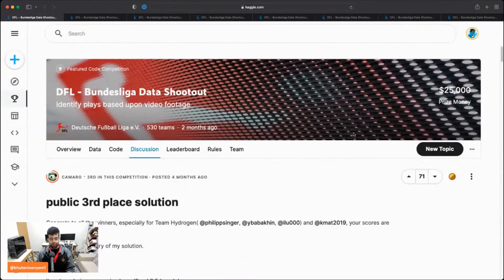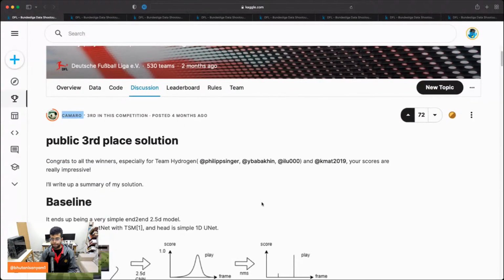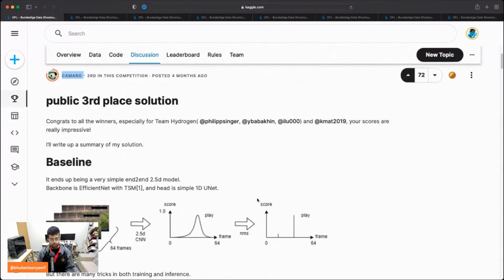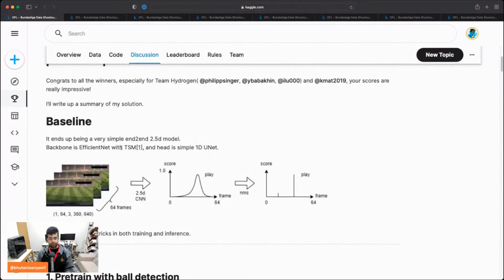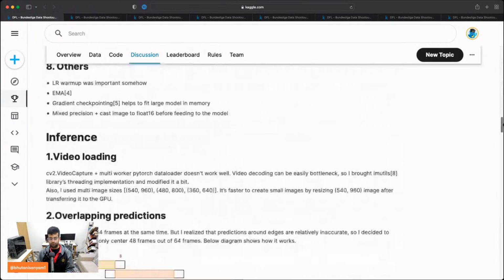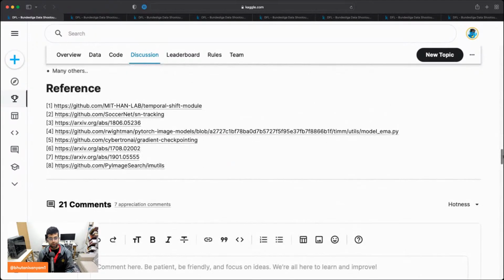All right, let's move on to public third, which also ended up being the private third, and this is by Camaro. His baseline is a very simple end-to-end 2.5D model. Backbone is an EfficientNet with TSM. What is a TSM? He refers in the footnotes. So let's scroll there. It's a temporal shift module.